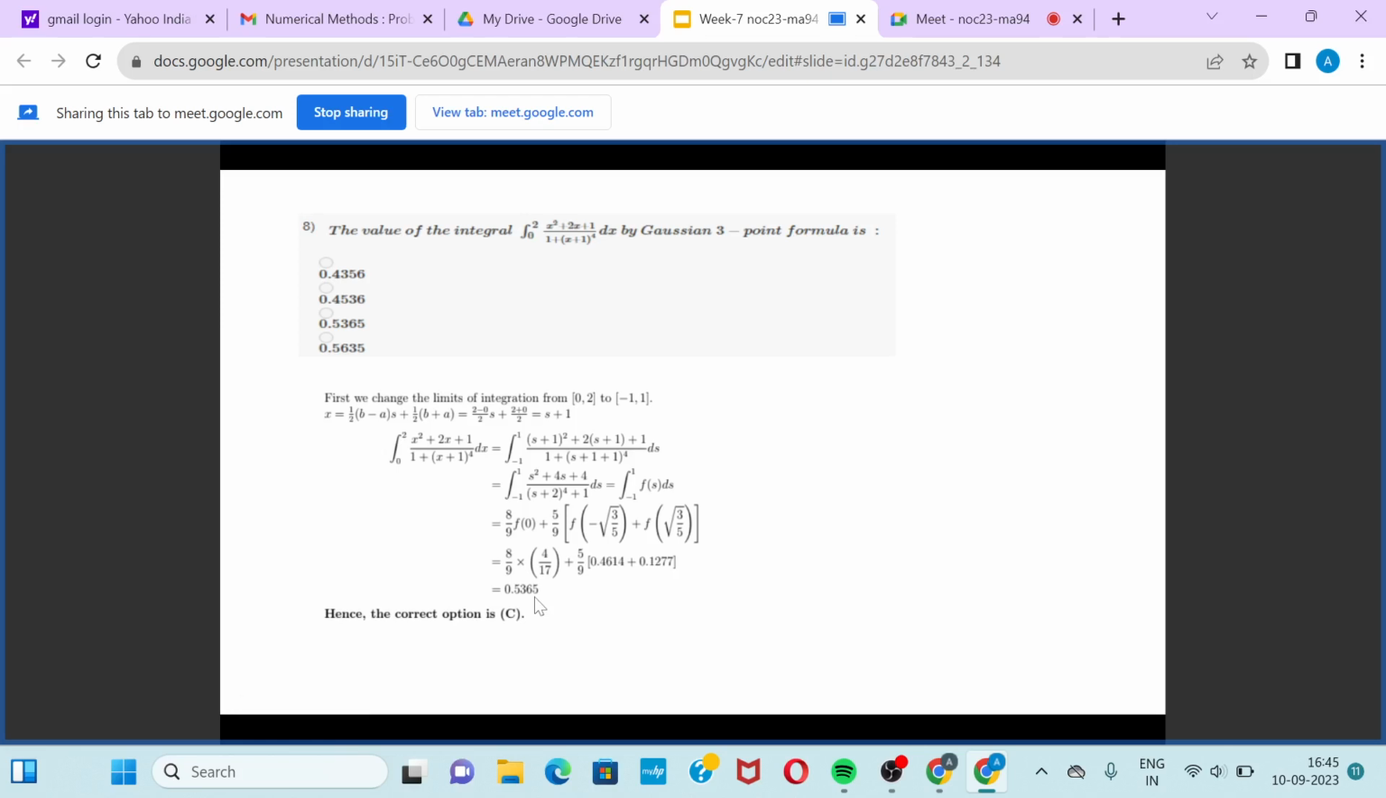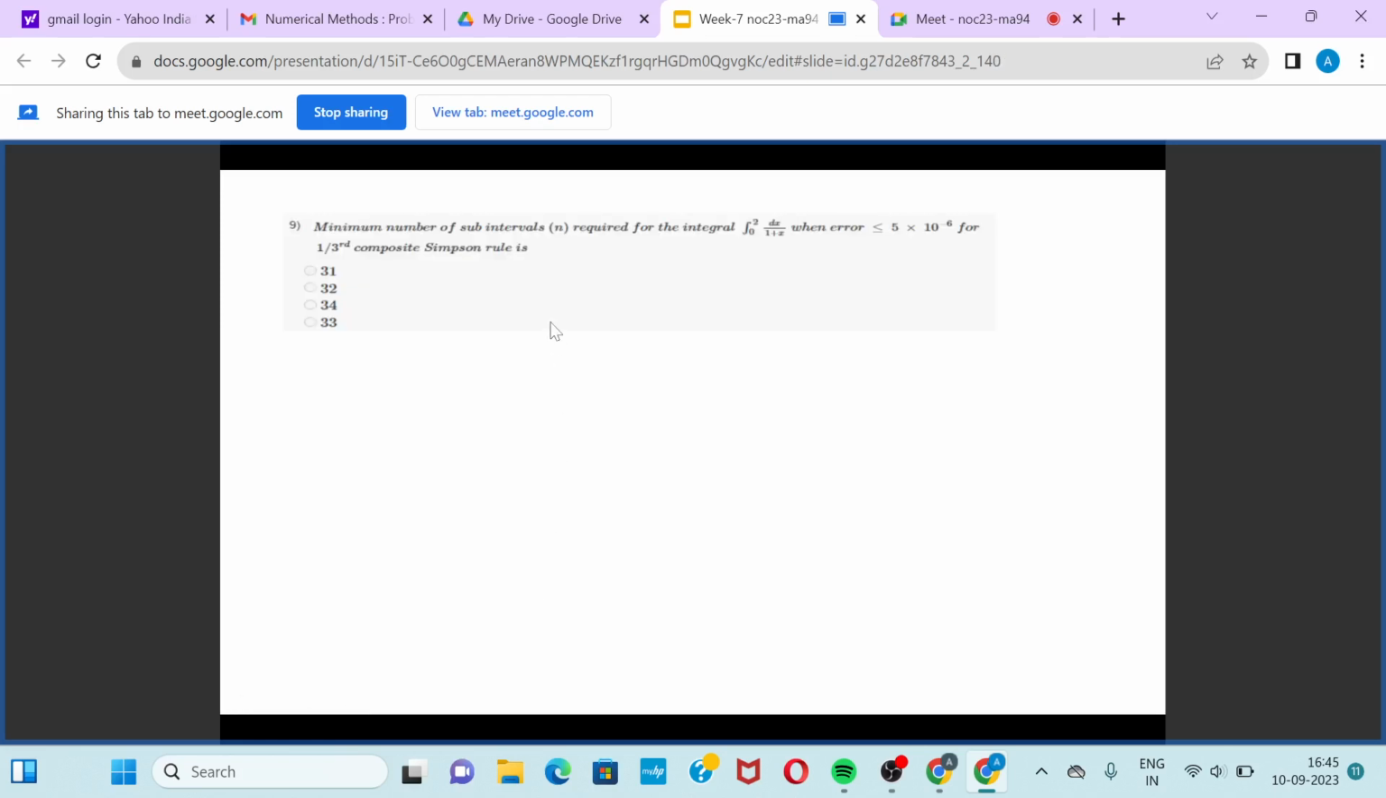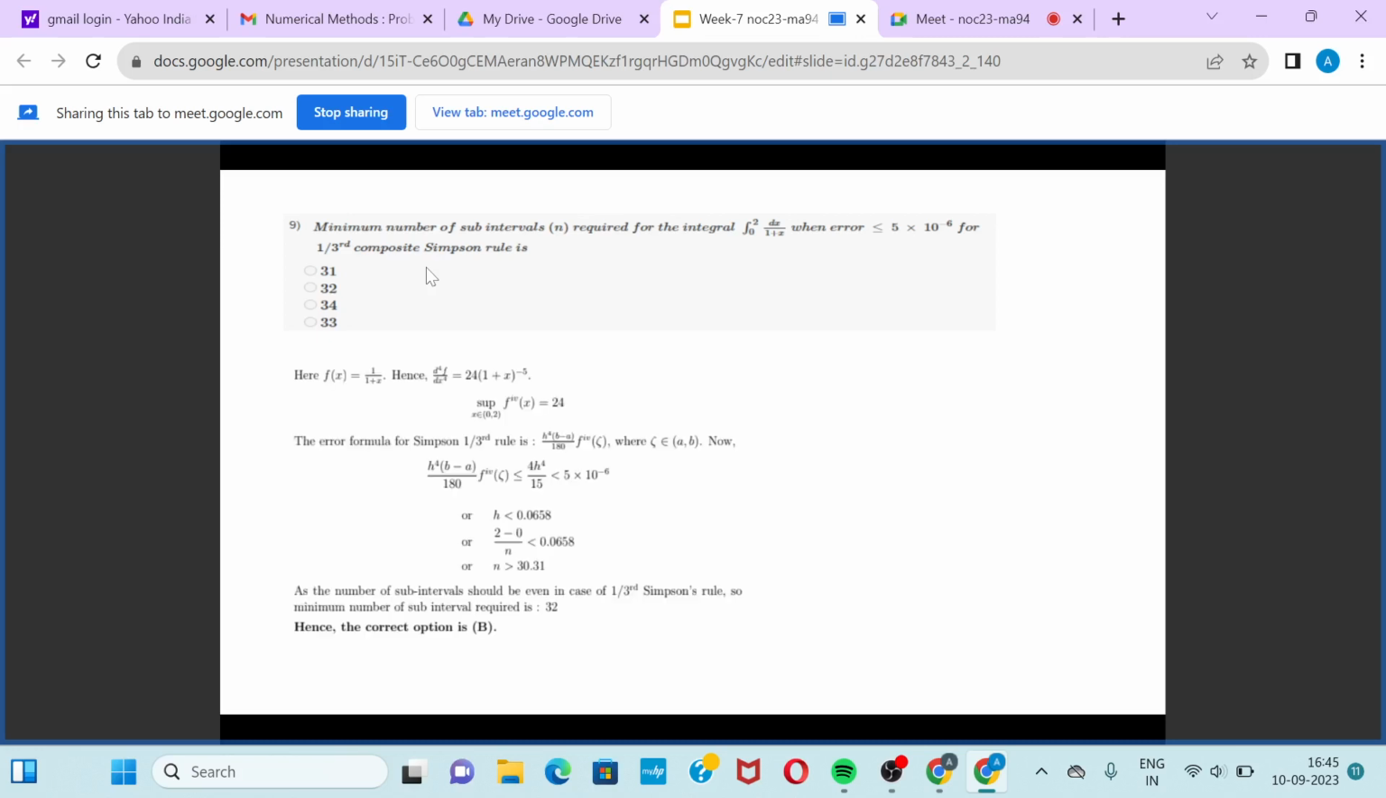Now the next question was: the minimum number of subintervals n required for the integral from 0 to 2 of dx by 1 plus x, when the error should be less than or equal to 5 into 10 to the power minus 6 for the 1/3 composite Simpson rule. We have to calculate the value of n such that the error is less than or equal to 5 into 10 to the power minus 6. For that we first calculated the fourth derivative of the function. Then we calculated the supremum, which occurs at x equals 0, that is 24.